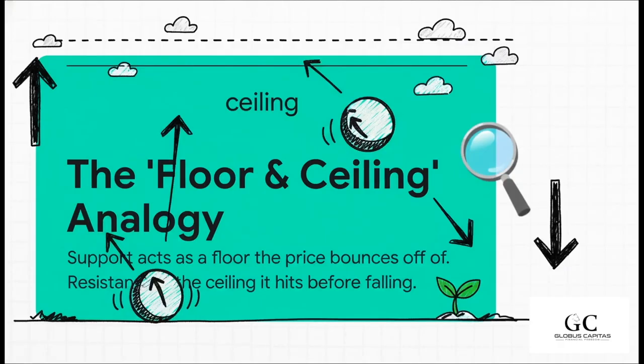Honestly, the floor and ceiling analogy is a total game changer for understanding this. Just picture the price as a super bouncy ball inside a room. Support is the floor. Every time the ball hits it, it bounces back up. Resistance is the ceiling. When the ball hits that, it gets knocked back down. It's such a simple concept, but it's an incredibly powerful way to visualize the market's constant dance.